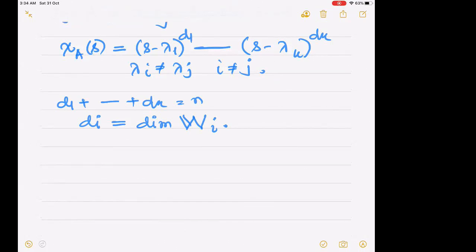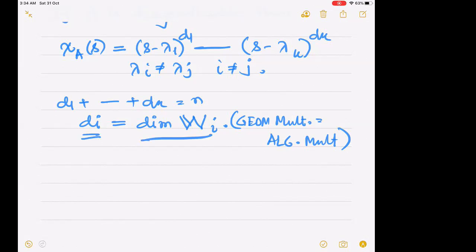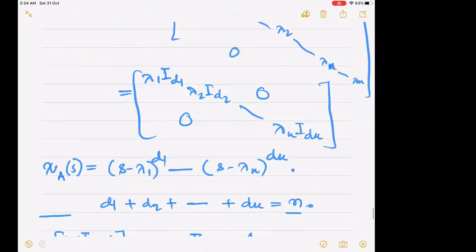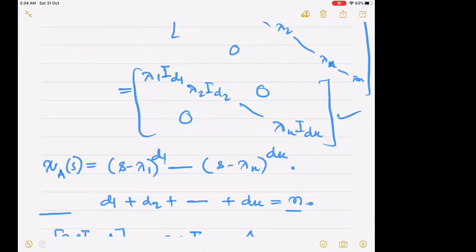This is the property we call geometric multiplicity is equal to algebraic multiplicity for all the eigenvalues. So dim Wi is the geometric multiplicity, and that is equal to the algebraic multiplicity, right? Because you see, if it's diagonalizable, then you will have a diagonal representation like this. So this immediately follows.